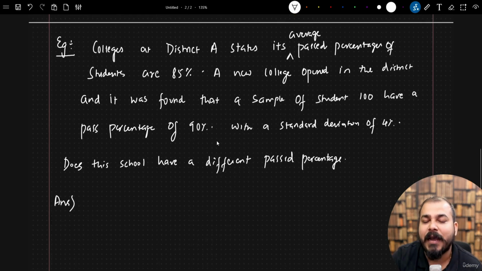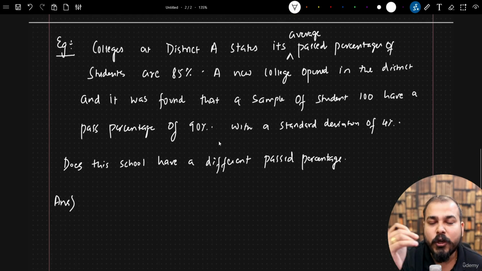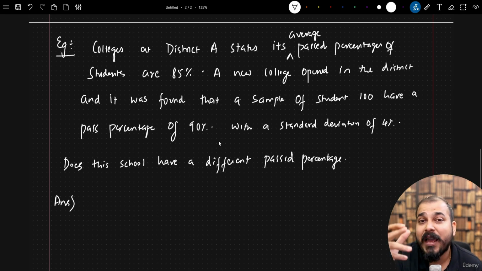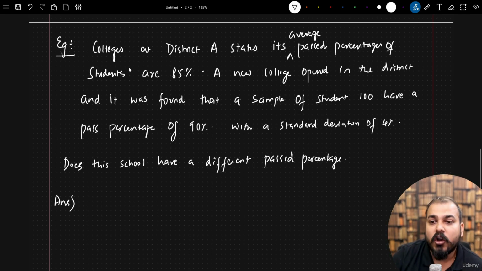Now let me show you one example. Here you need to determine from this question what your null hypothesis and alternate hypothesis are. The question says that colleges in district A state their average pass percentage of students is 85%. A new college opened in the district and it was found that a sample of 100 students have a pass percentage of 90% with a standard deviation of 4%. Does this college have a different pass percentage?